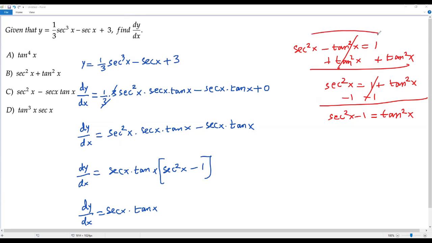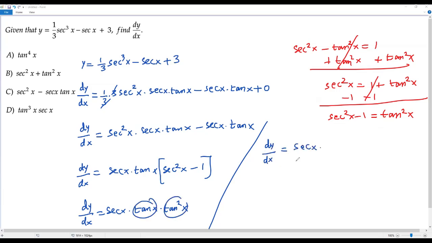So now from this identity, we can solve for tangent square, which is equal to secant square minus 1. Now for this secant square x minus 1, what can we plug in? We can plug in tangent square x. Let me plug in over here tangent square x. Let me continue. Then I'm getting dy over dx equals secant x times, when I multiply tangent x and tangent square x, I am getting tangent cube x. Then we get dy over dx equals tangent cube x times secant x.